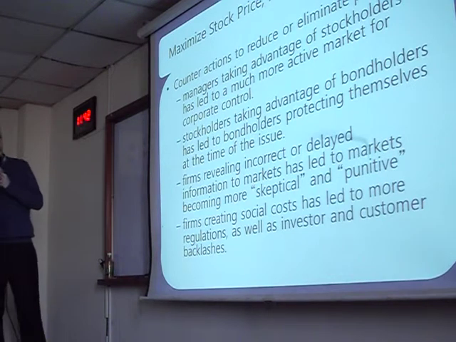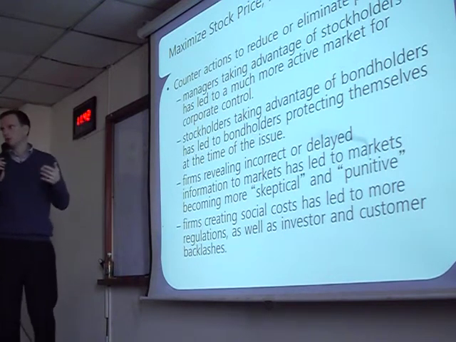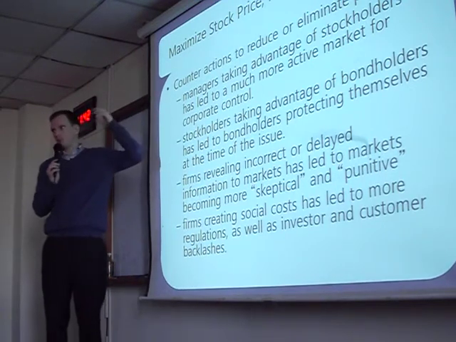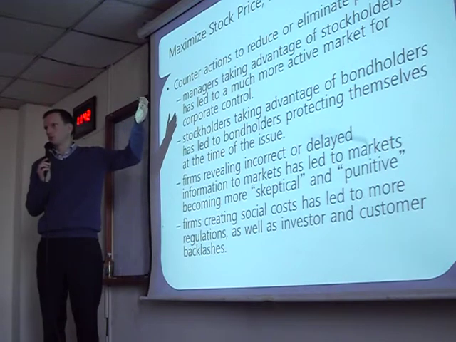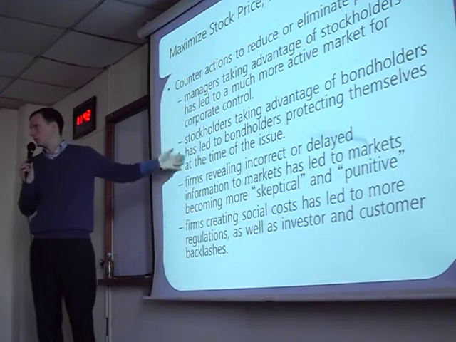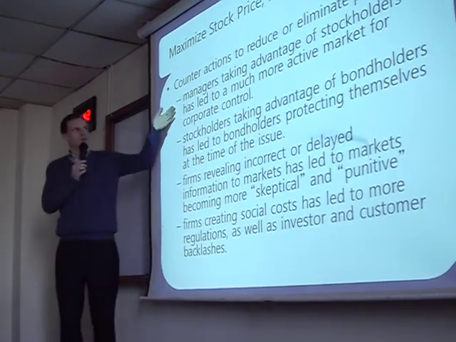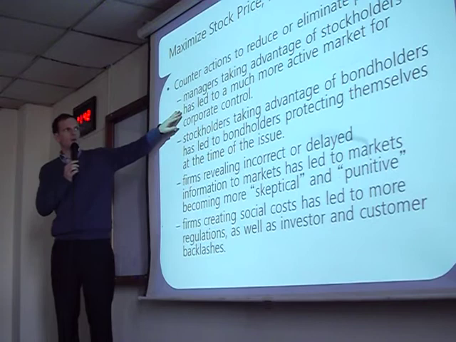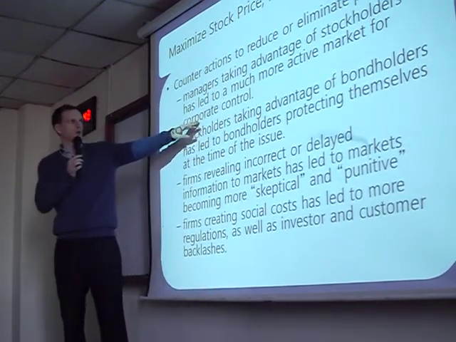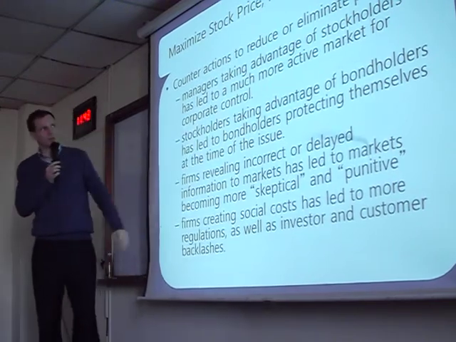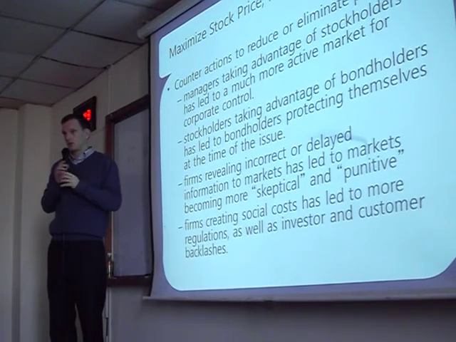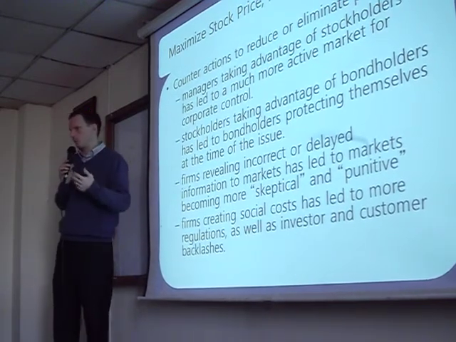So, the other option was maximize the stock price, but reduce the conflict. So we look at each of these problems. We keep maximizing the stock price as our objective, but we try to reduce or eliminate each problem individually. So the first problem, managers are taking advantage of stockholders. One way to solve this is we have more active market for corporate control. So for example, pension funds or individuals are trying to control companies more these days.